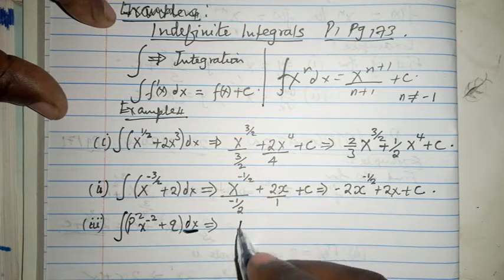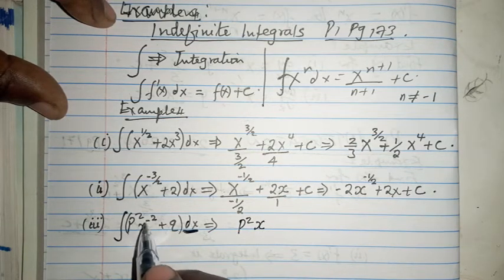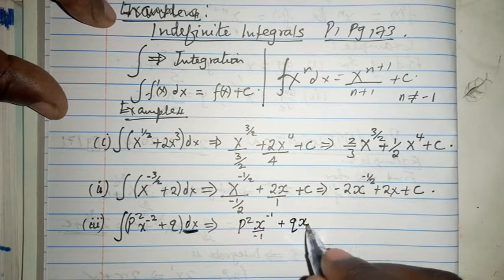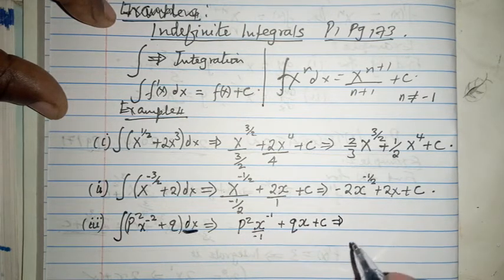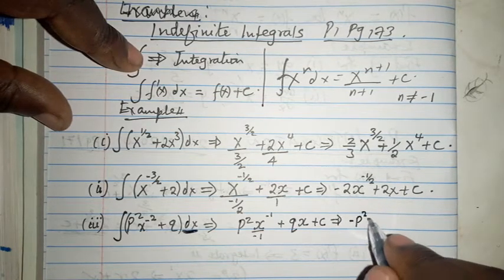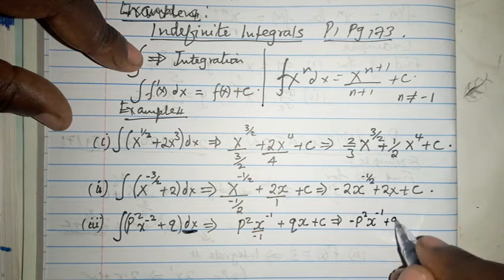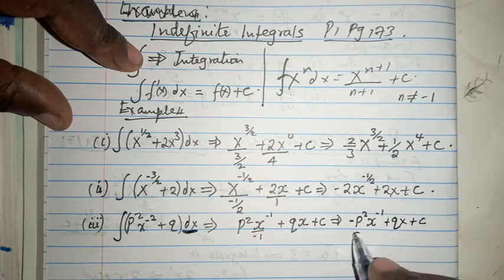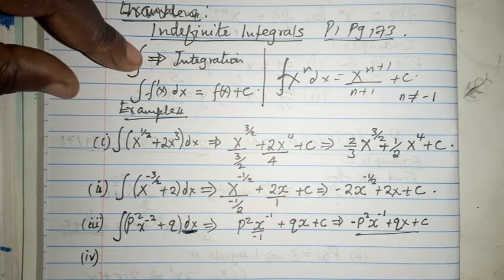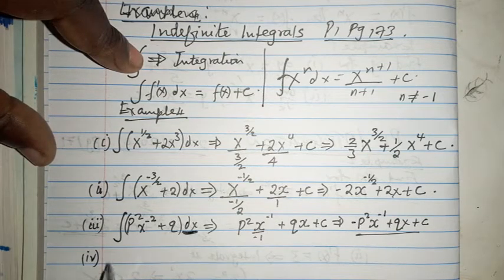So the integral of this is p squared x raised to the power minus 2 plus 1, minus 1, over minus 1, plus qx, of course, plus c. If we clean this up, then you're going to have minus p squared x raised to the power minus 1 plus qx plus c. And that is our final submission as far as that one is concerned. Minus p squared x raised to the power minus 1 plus qx plus c. And let's look at part 4 of the same example 4 and have it this way.